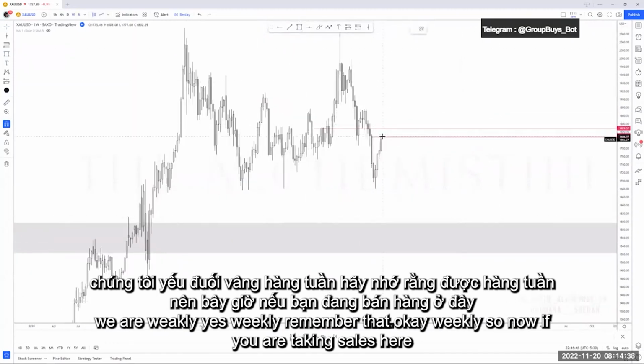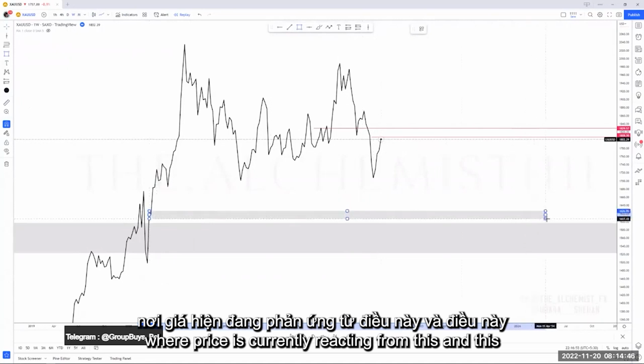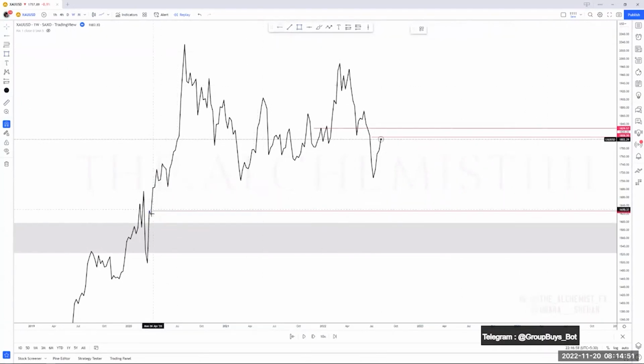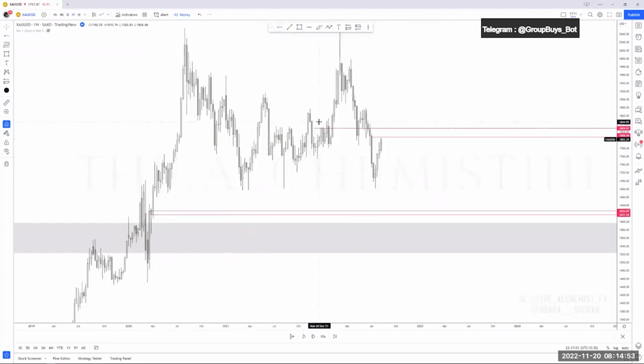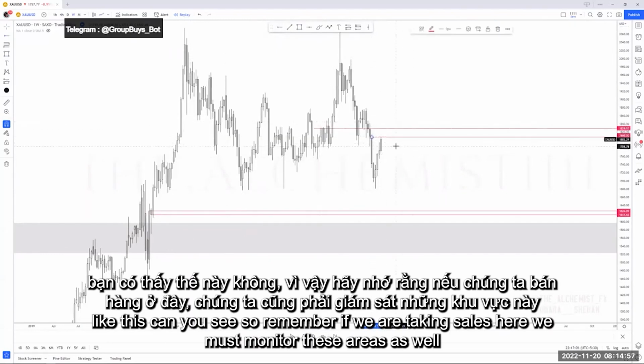So now if you are taking sales here, where are your next obstacles? Maybe these, right? These areas right here, where price is currently reacting from. See? This and this. Like this. Can you see it? So remember, if we are taking sales here, we must monitor these areas as well.